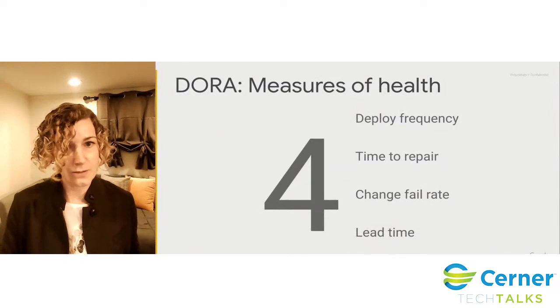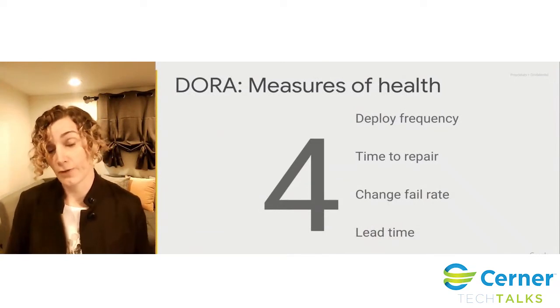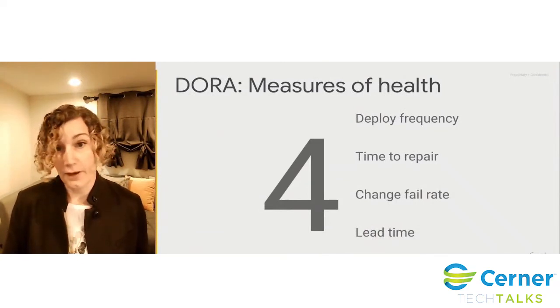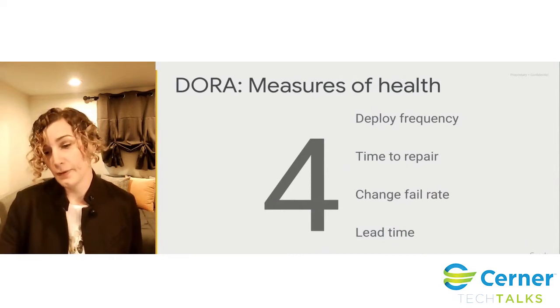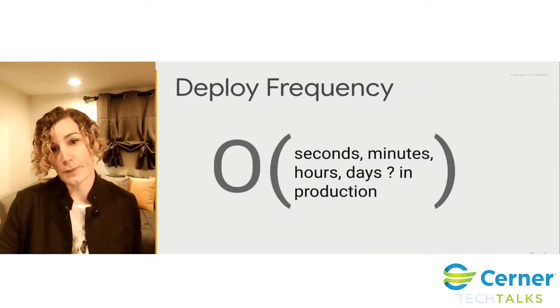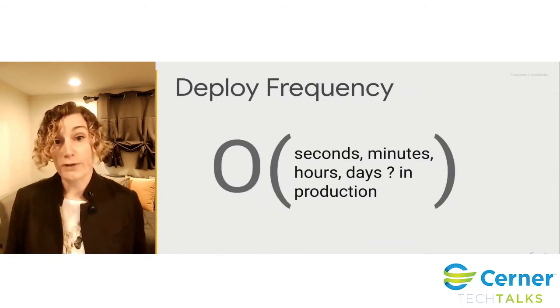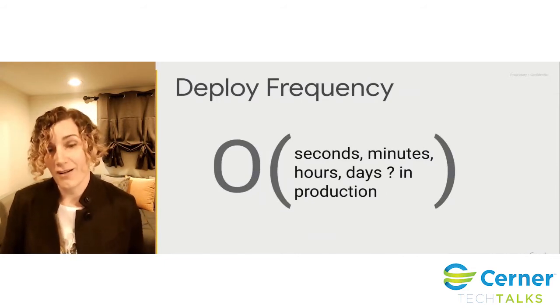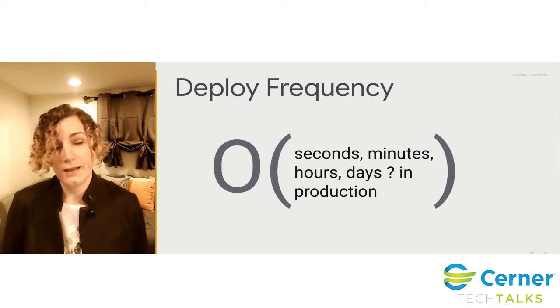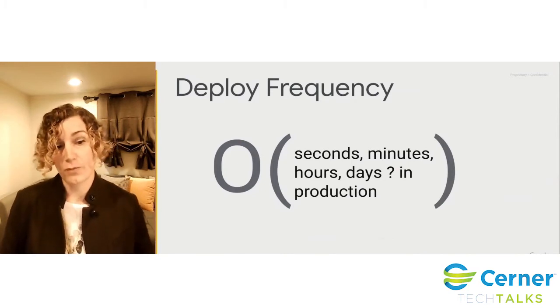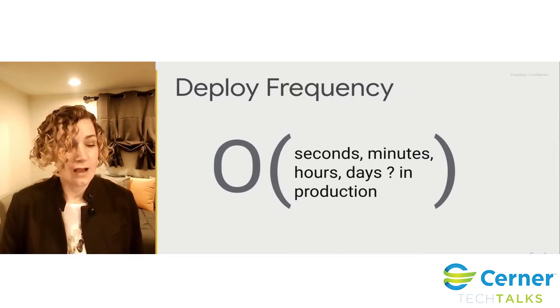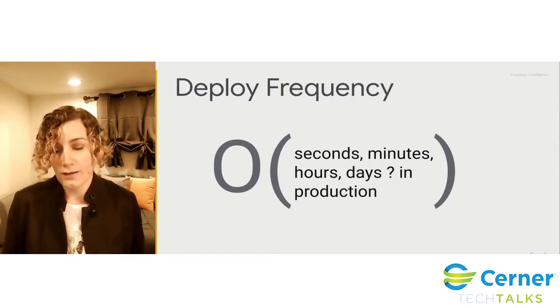And DORA has the 4 measures of health for operational health. And they are deploy frequency, time to repair, change fail rate, and lead time. And I'll go through each of them one by one. So what's deploy frequency? Basically, it's how often can you get code to production, right? Some people are going to measure this in quarters. Some people are going to measure this in months, some weeks, some days, some minutes. But be aware of where you are in that.